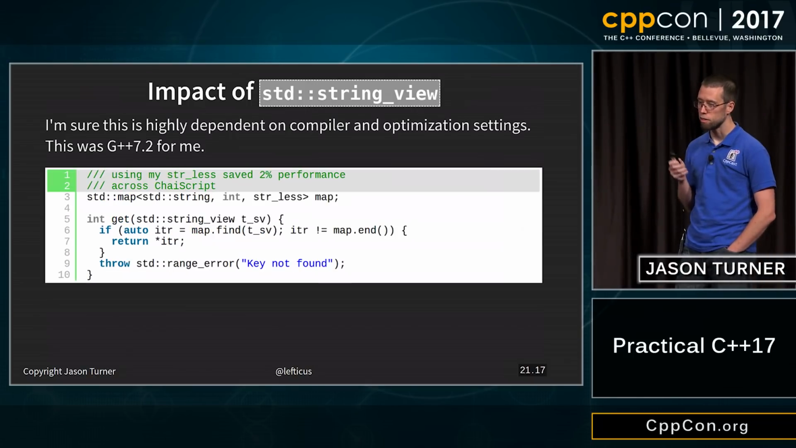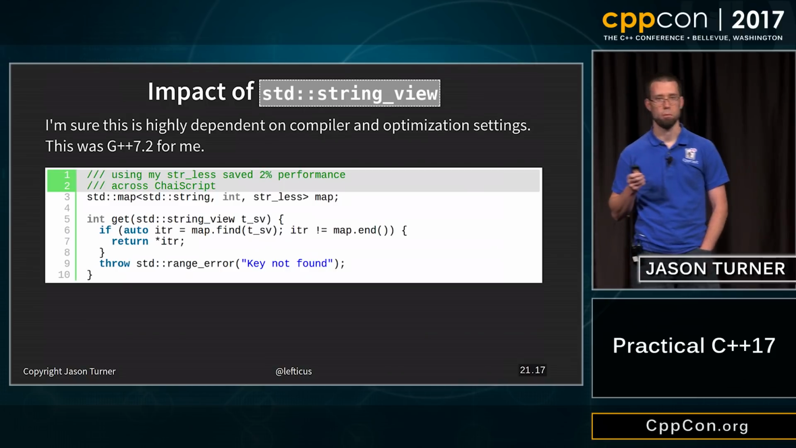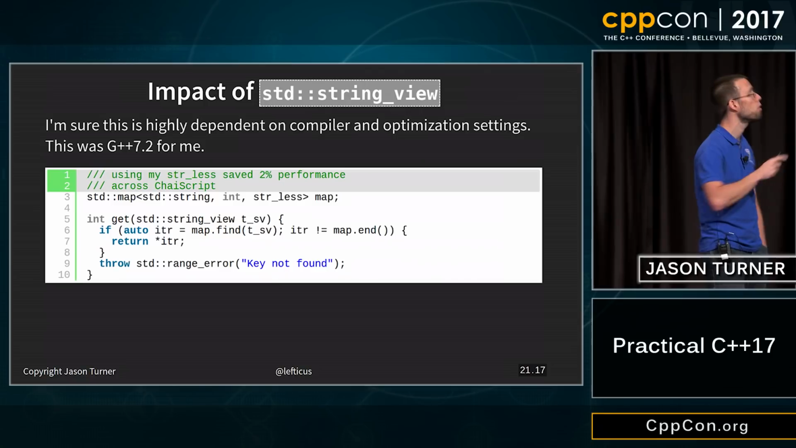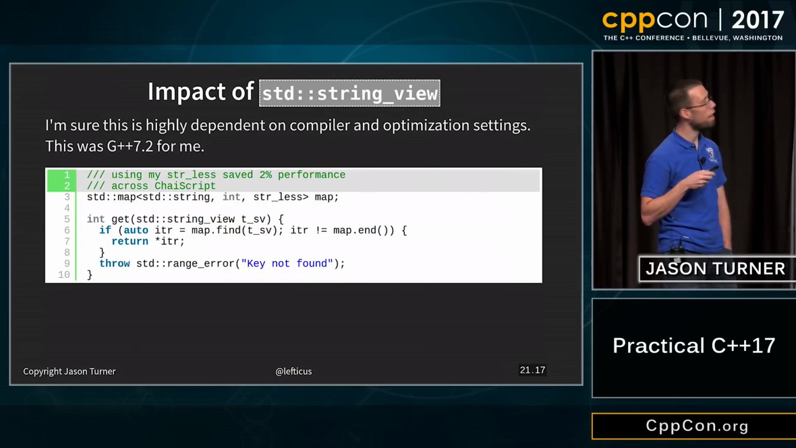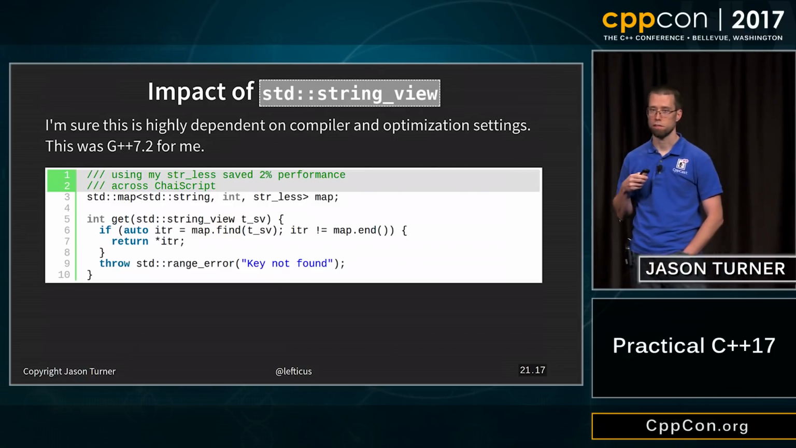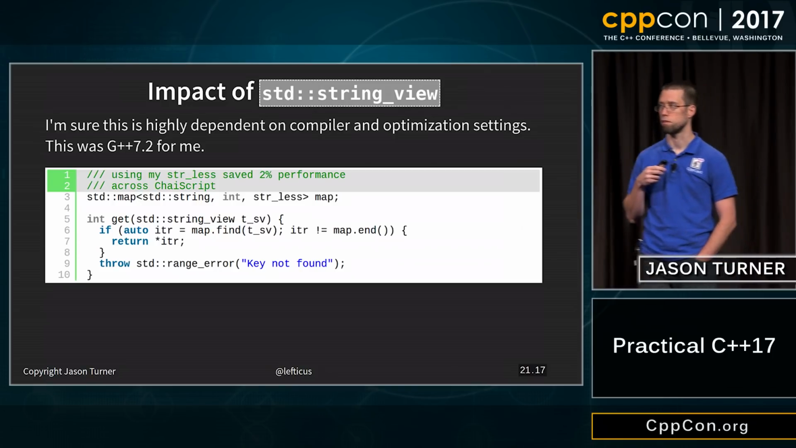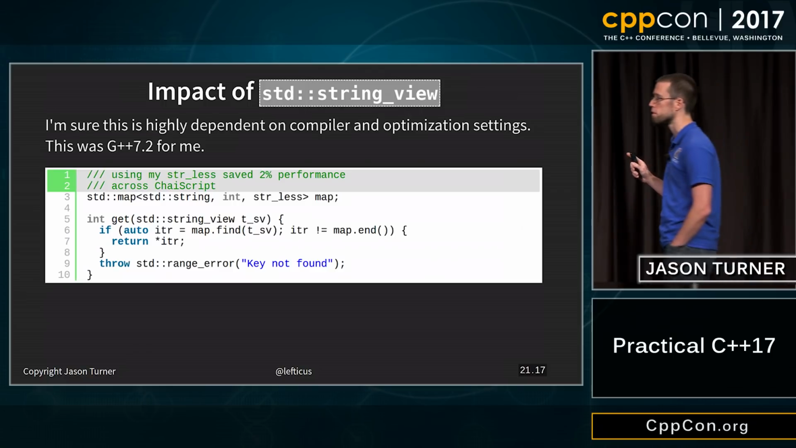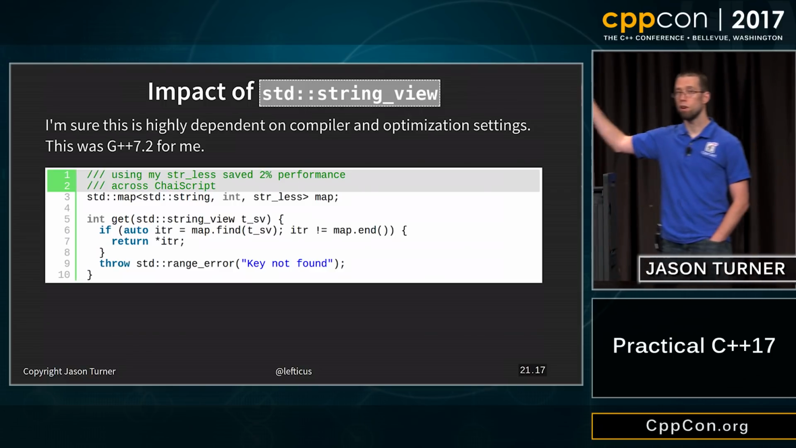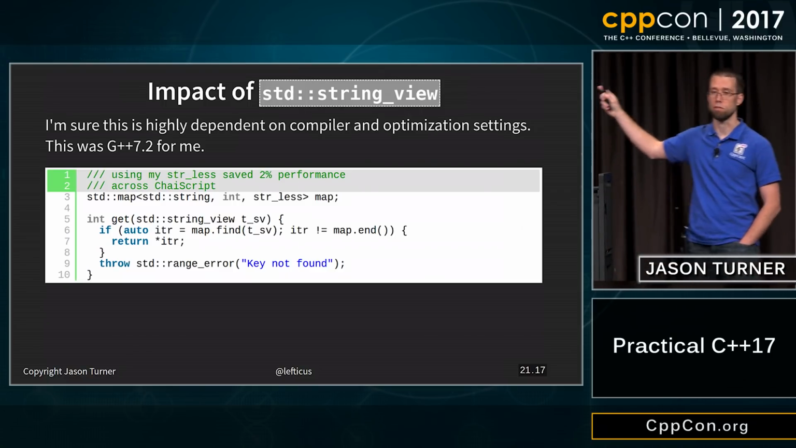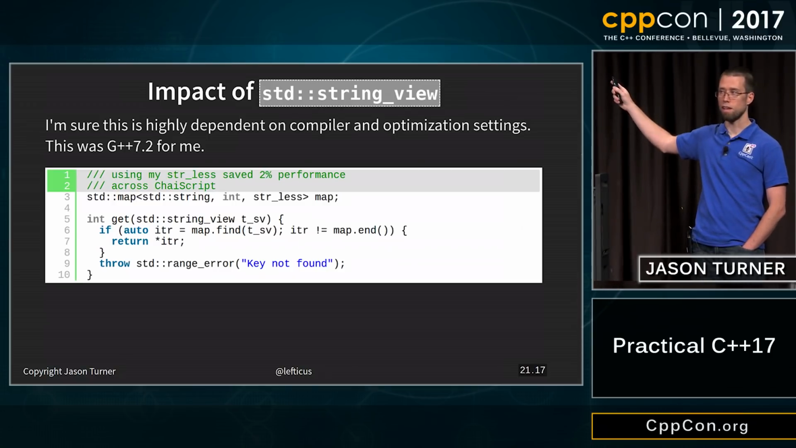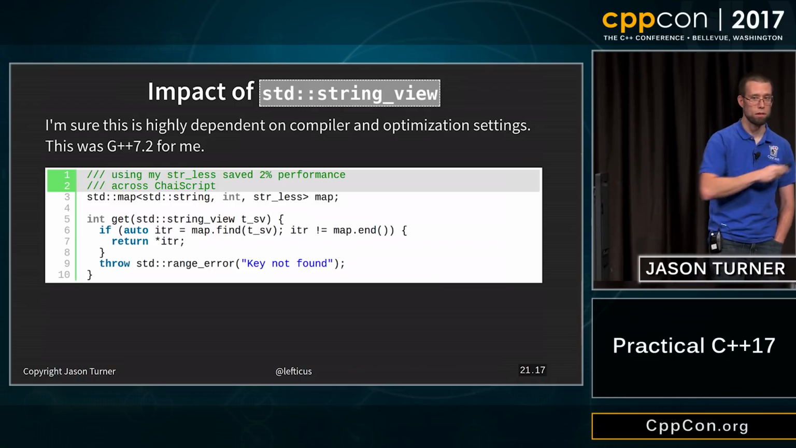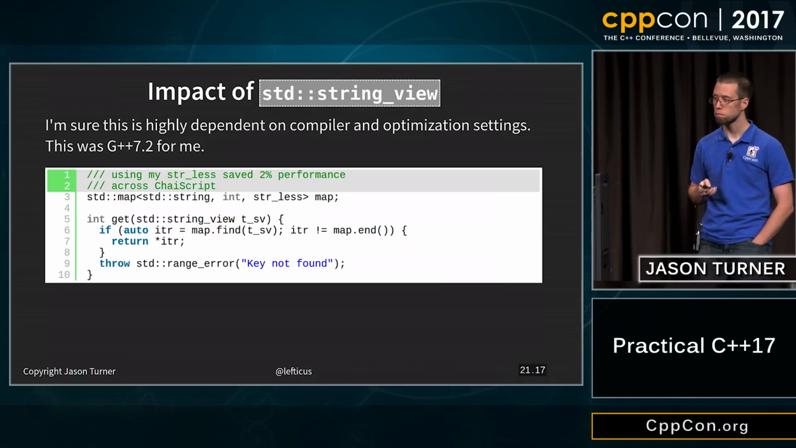This is highly dependent, I am quite sure, on compiler and optimizer settings, but in GCC 7.2, adding my version of this less than comparator was a 2% savings in CppCon. And keep in mind that this is across all of my performance tests, but this only affects the parsing of CppCon. This doesn't happen at runtime once a script has already been parsed. So this is significant to me.